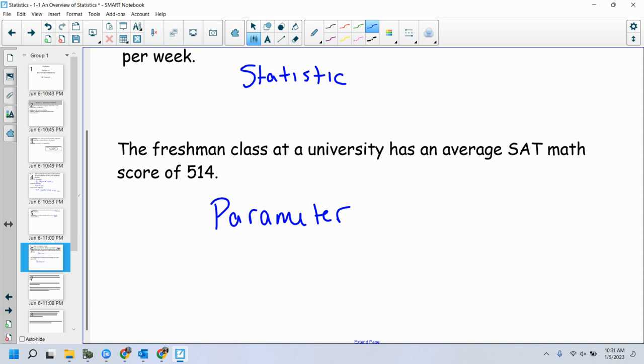That's like saying, what if I took all of the Algebra 1 students and found their average score for a certain test? That's a parameter. Well, then what if I said, okay, I'm going to sample 10 students out of my class, 10 students out of Mrs. Napoli's class, 10 students from each teacher, and then found that average? Okay, that's a statistic, because I'm taking a subset of that entire population.